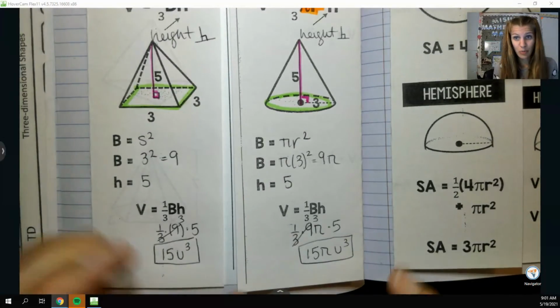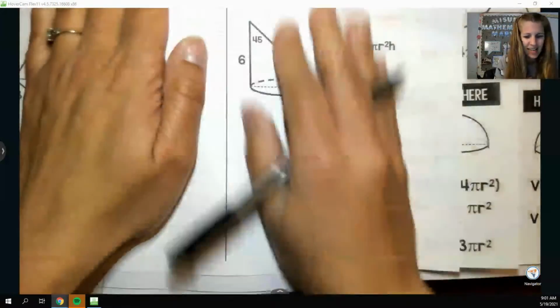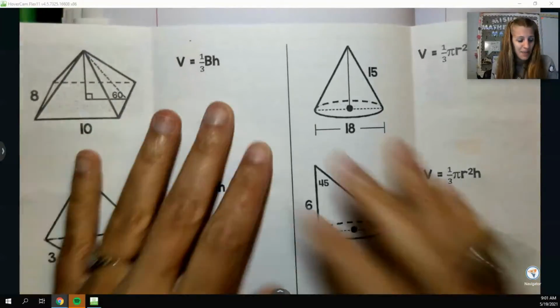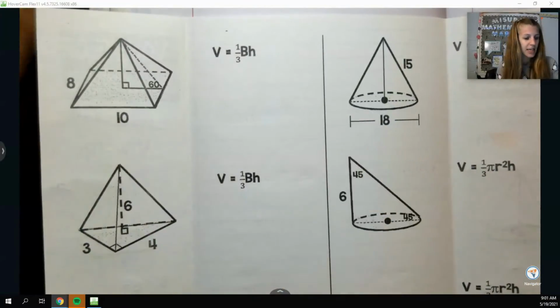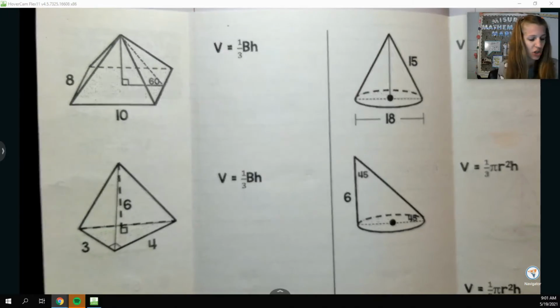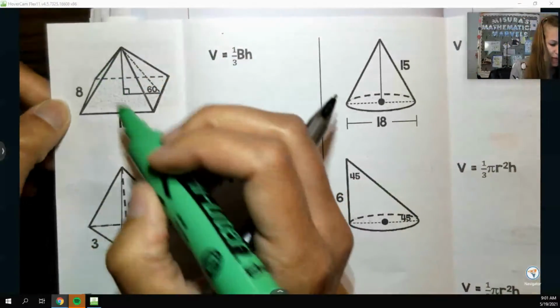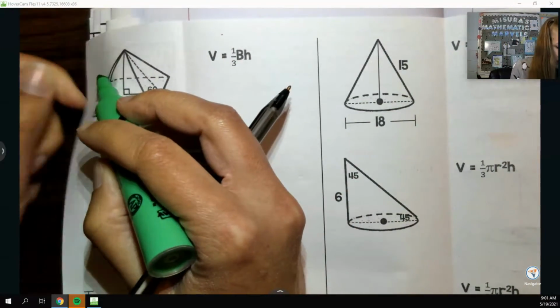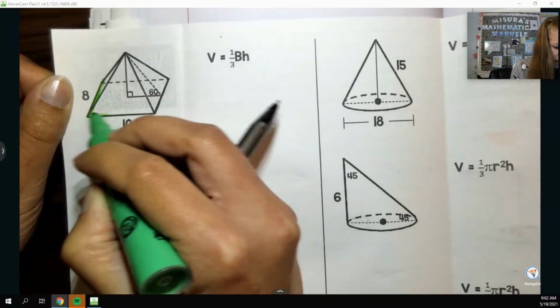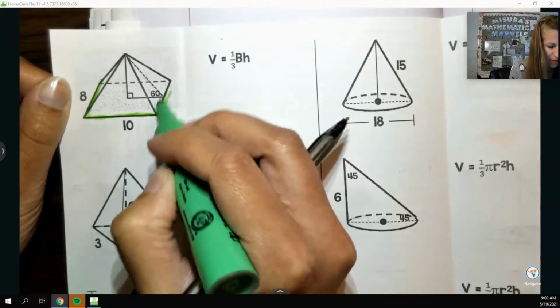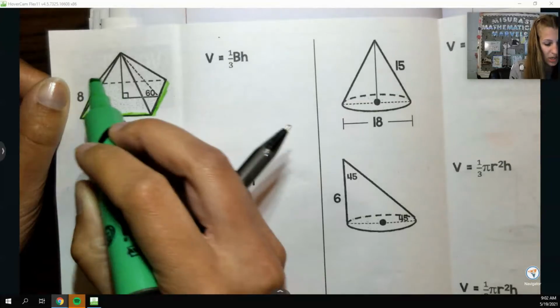So let's just try a whole bunch more. If you open it up, looking at this top one here, the base shape of this pyramid is actually a rectangle, which is okay. But I know that it's a rectangle and not a square because I can see that the two sides are different.